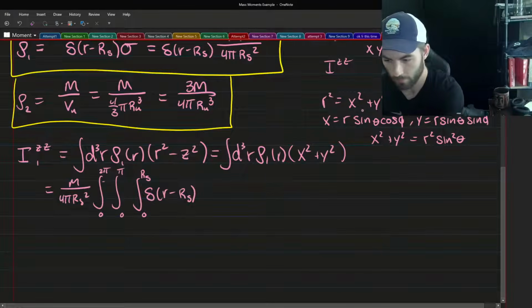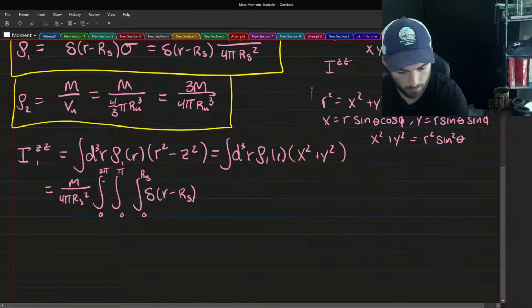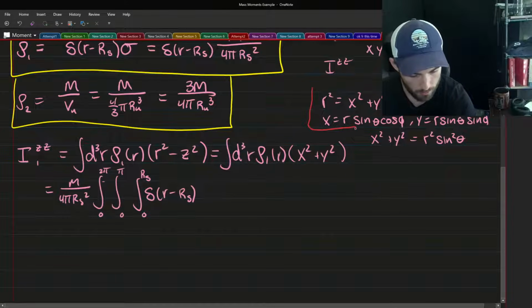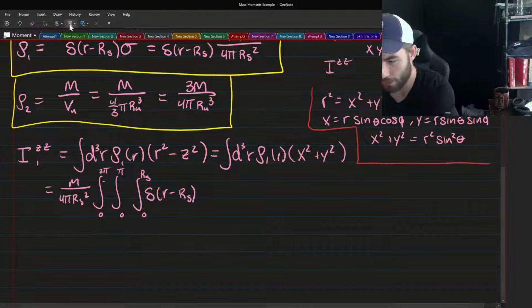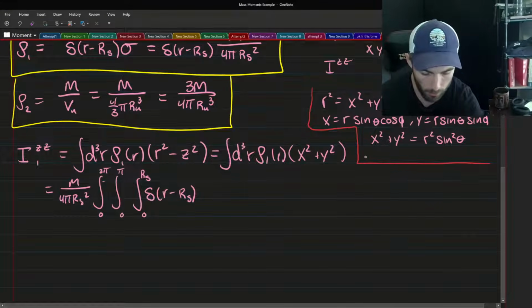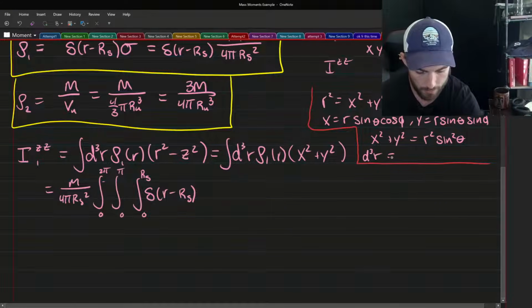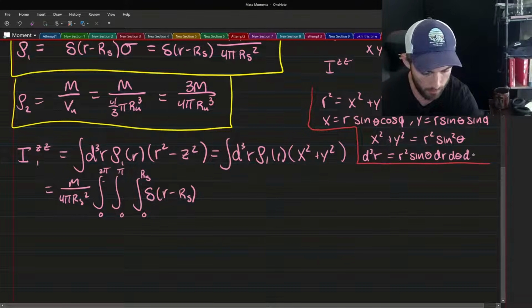And also, let me put this in a little box. We also have that the integration measure d3r is just r squared sine theta dr d theta d phi.